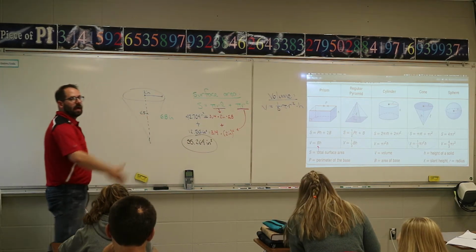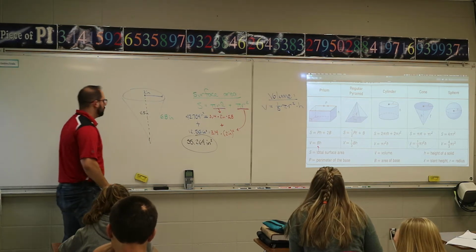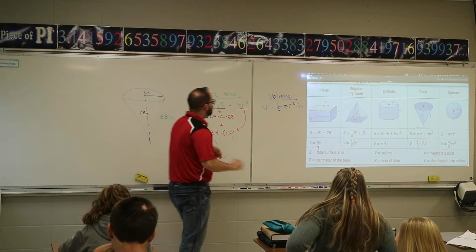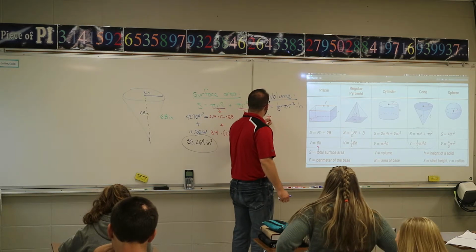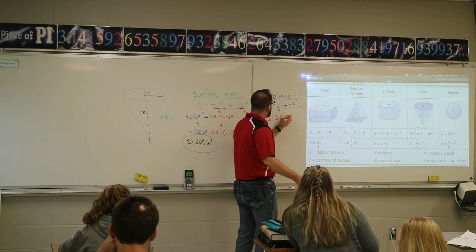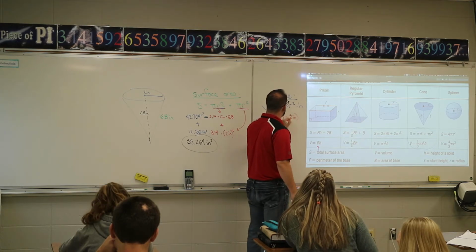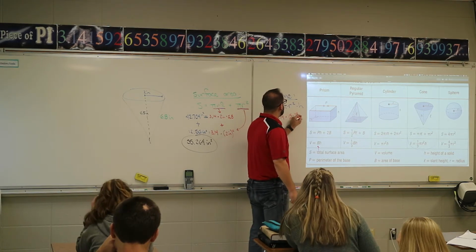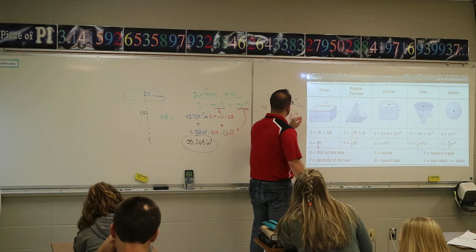So height is that object going right down through the middle of my cone. So in my case, 1/3 times 3.14 times the r, which in my case is 2 inches. We're going to square that, which is 4. And then take it times the height. What's my height? 6.5.